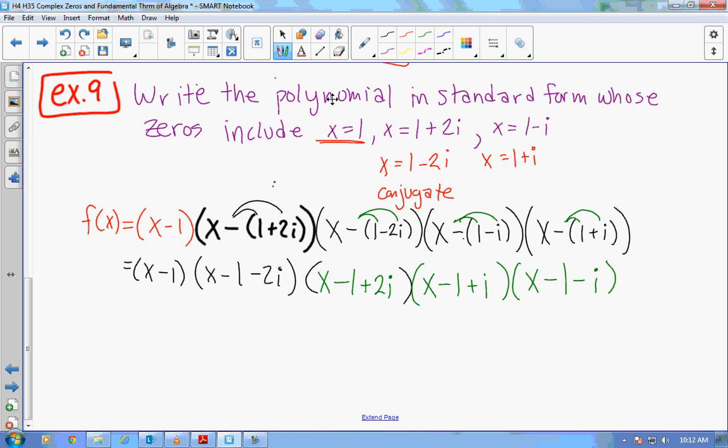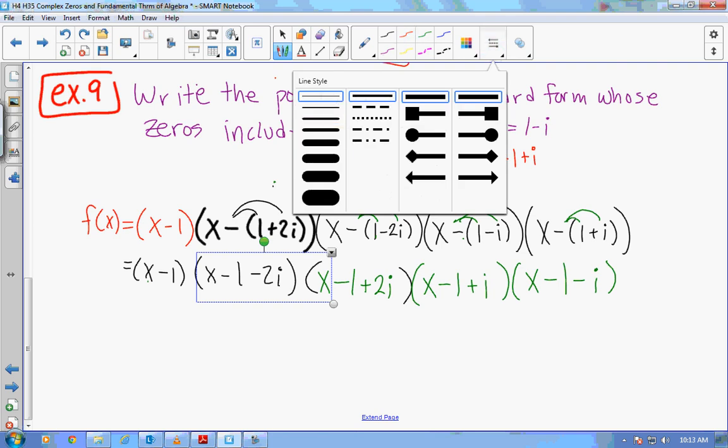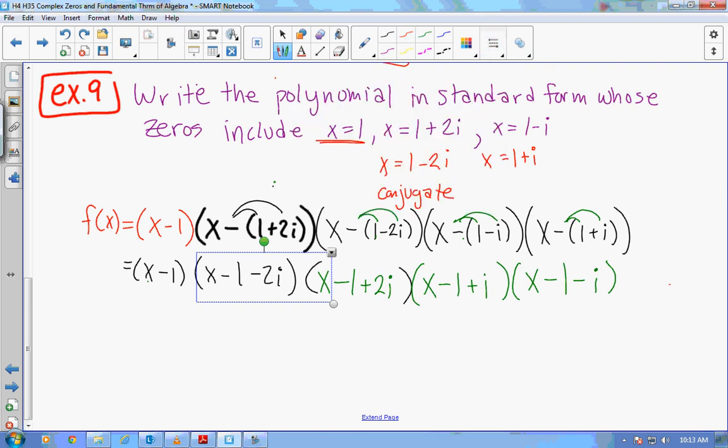Okay, this isn't standard form yet, because our polynomial should be in descending powers. How many x's are there? 5. So we need to multiply all this through. It's a little tedious, so you need to go slow. We're going to multiply all of it through so that we can get x to the 5th power and have it in standard form. I recommend starting with the conjugates. Okay? I'm going to choose to start on this side. Those are conjugates.